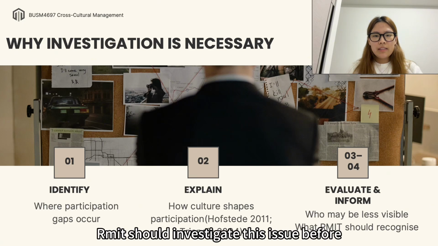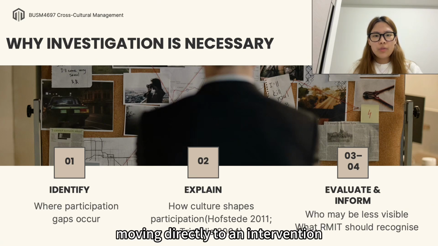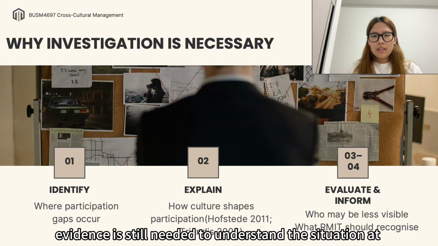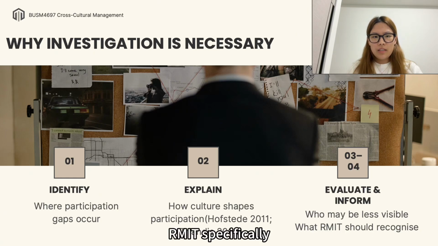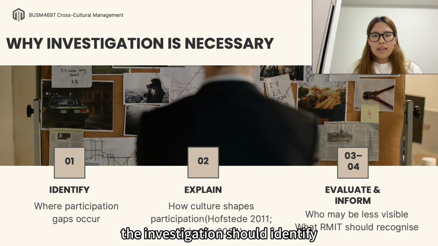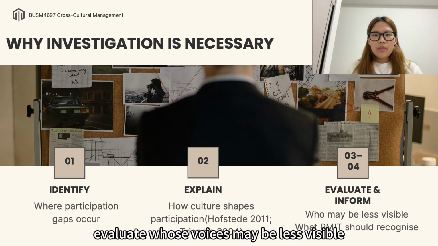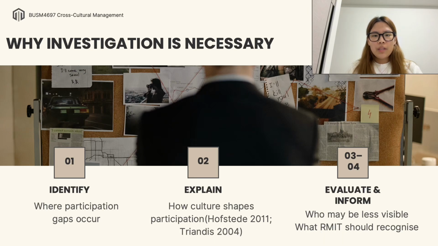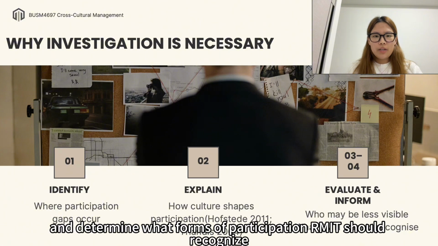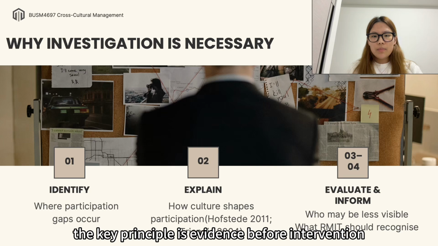MIT should investigate this issue before moving directly to an intervention. Although theories can explain how culture may influence participation, evidence is still needed to understand the situation at MIT specifically. The investigation should identify where participation gaps occur, explain how cultural factors shape engagement, evaluate whose voice may be less visible, and determine what forms of participation MIT should recognize. The key principle is evidence before intervention.